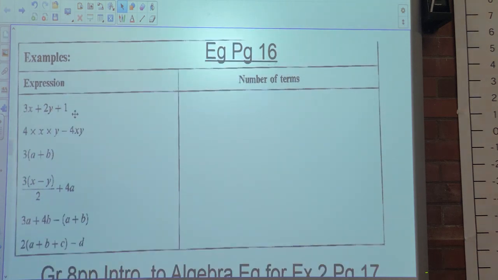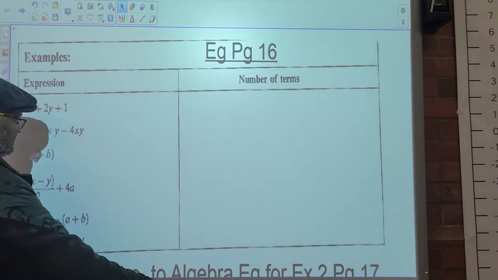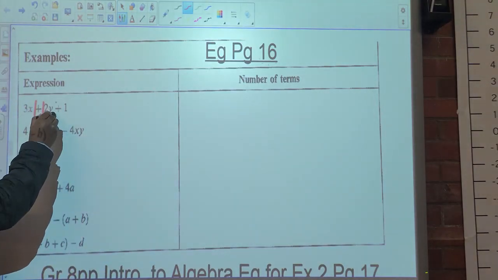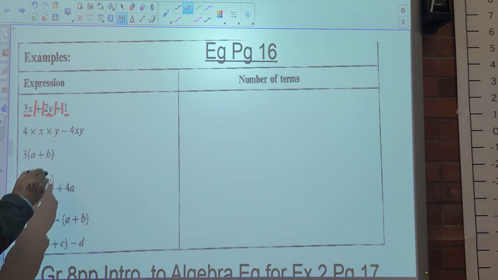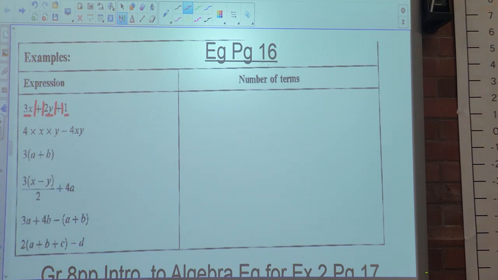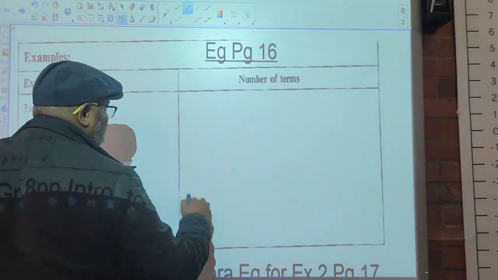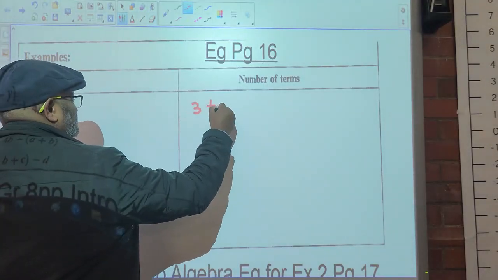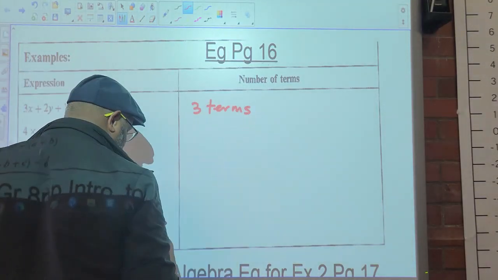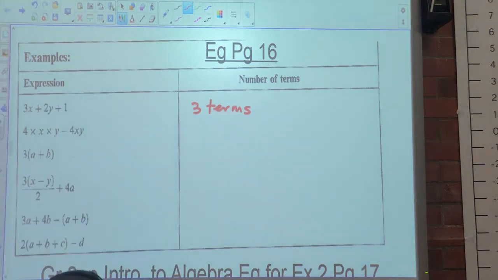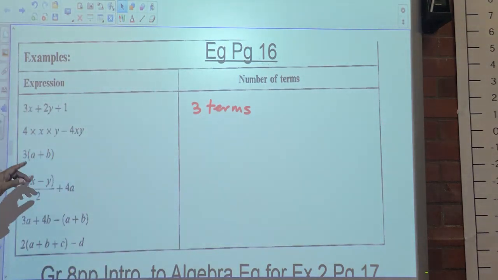Yes, sir. So how many terms are here? 3. 3 terms. You all see that, people? Yes, sir. But here, we'll separate there and there. So it's 1, 2, 3 terms. Fairly simple, no? Yes, sir. So there are 3 terms. Okay.